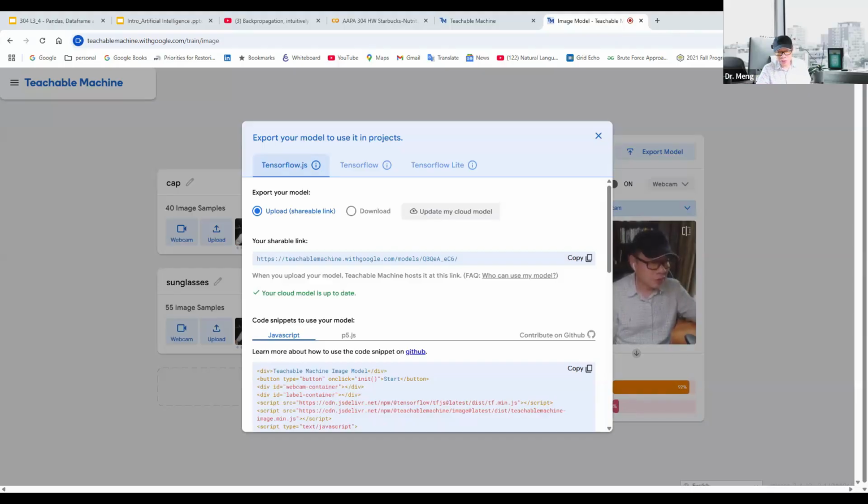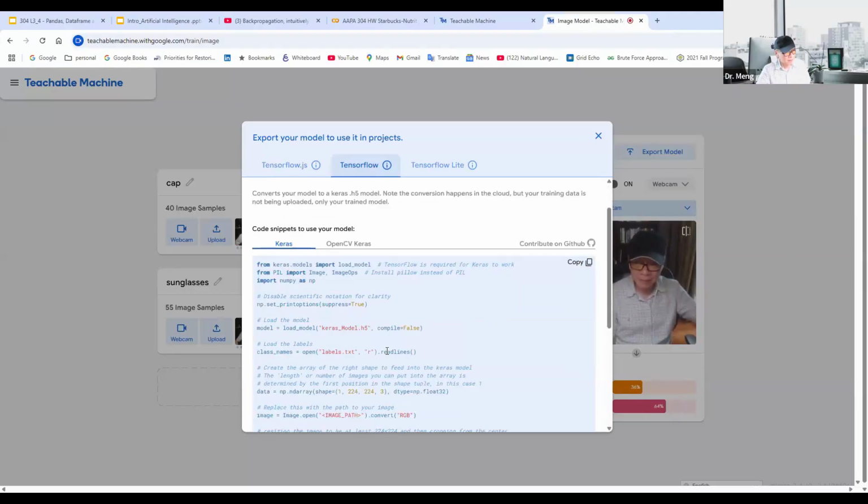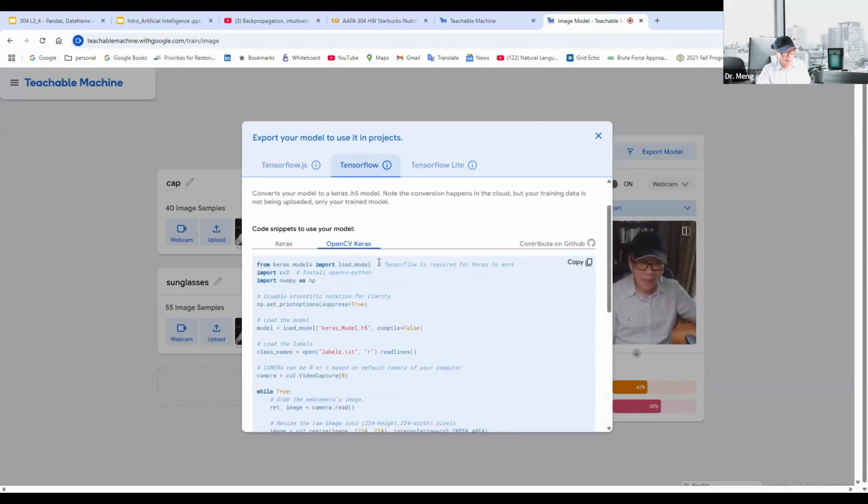Remember, this is your lab. Your homework, click on here. Click on the TensorFlow. This TensorFlow is Python. Look at here. You can either use Keras or OpenCV. Maybe you should open OpenCV. Paste this to your Colab and make a machine learning model of yours. You know what I'm saying? This is your lab and your homework.